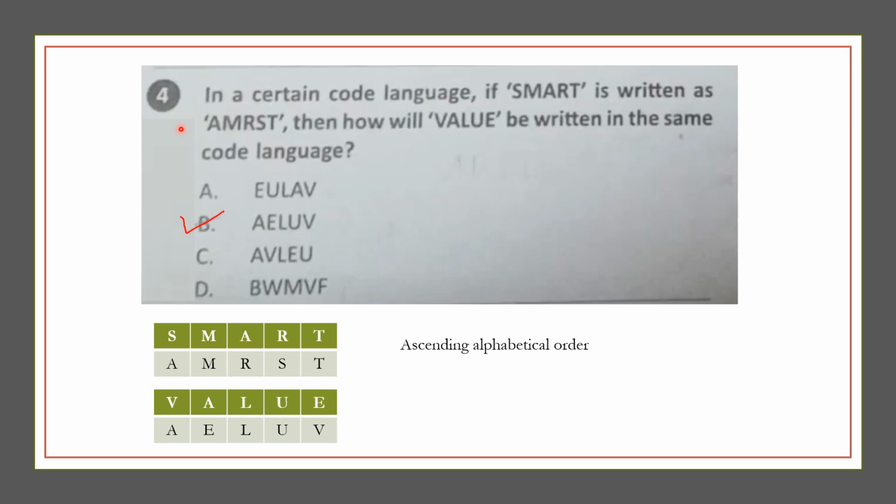Question number 4. In a certain code language, if smart is written as AMRST, then how will value be written in the same code language? So smart is written as AMRST. If you notice, all these letters are in ascending order. So if we put value, A will come first, and then in ascending order E will come, then L will come, then U, and then V. So our answer is option B.